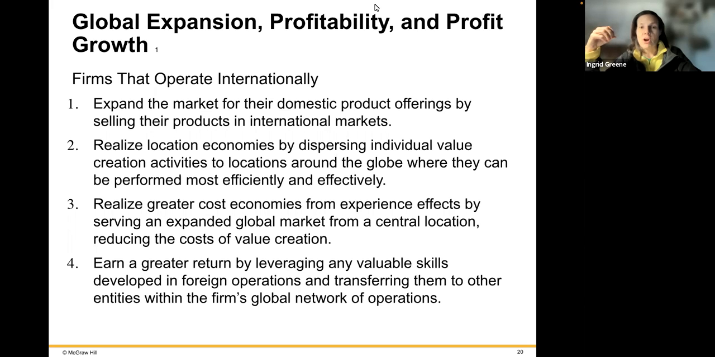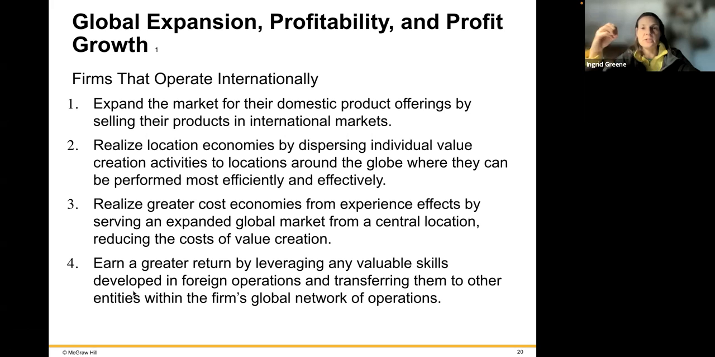So reducing the cost of value creation, and we'll talk a little bit about how economies of scale, and also about how a lot of learning happens when we produce 1,000 widgets at a time, et cetera. Then the last thing is we also earn a greater return by leveraging any valuable skills developed in foreign operations and transferring them to other entities within the firm's global network of operations, which is really cool, right?